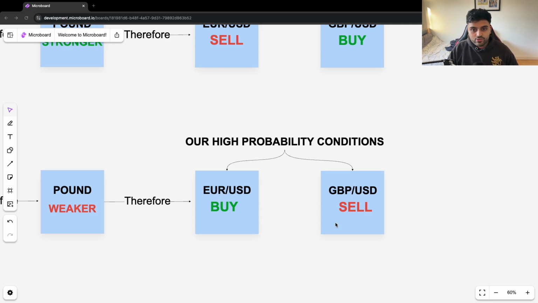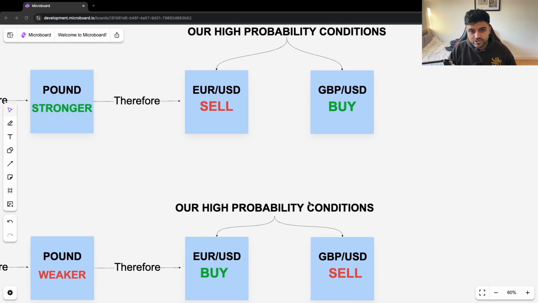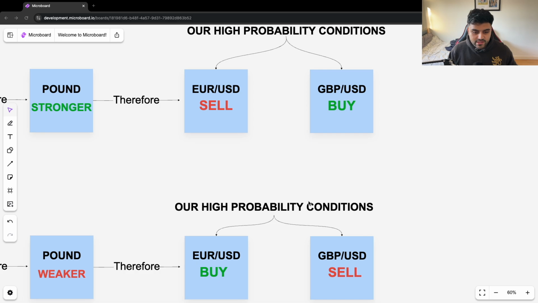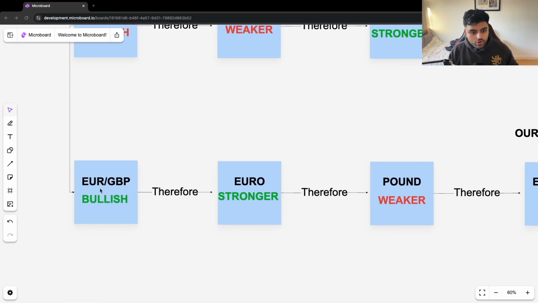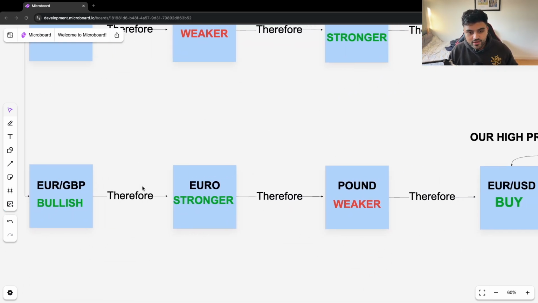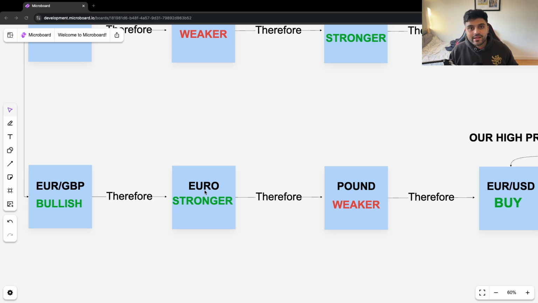Now, this is very simple. So these are our high probability conditions. Now, obviously, you can come back to me and say, Arjun, on one day, Euro GBP was bullish. However, Euro actually had a perfect sell model and GBP had a sell model too, which was a loss.